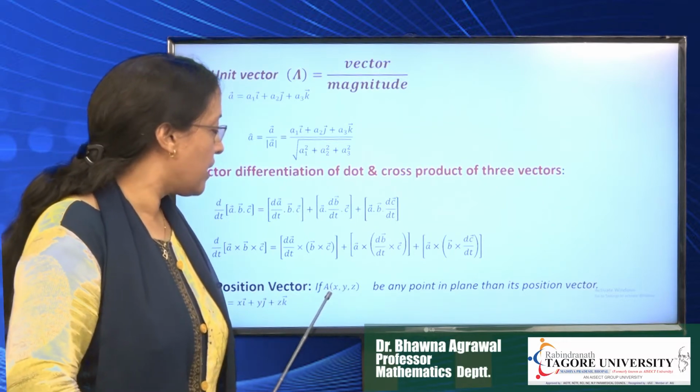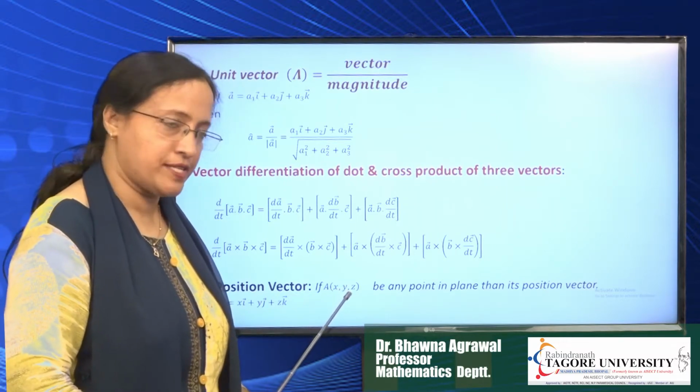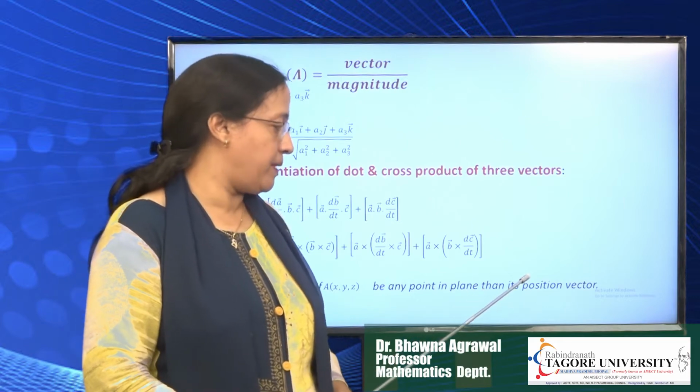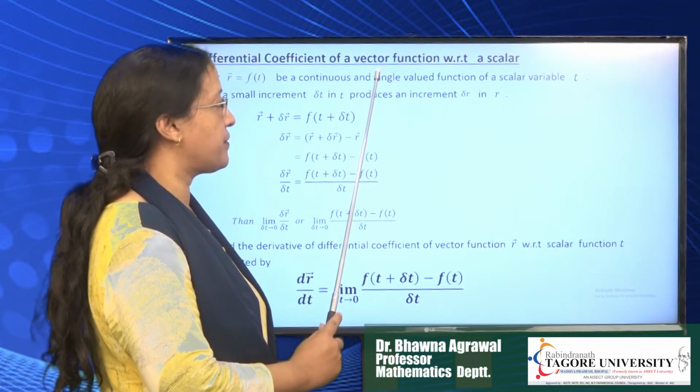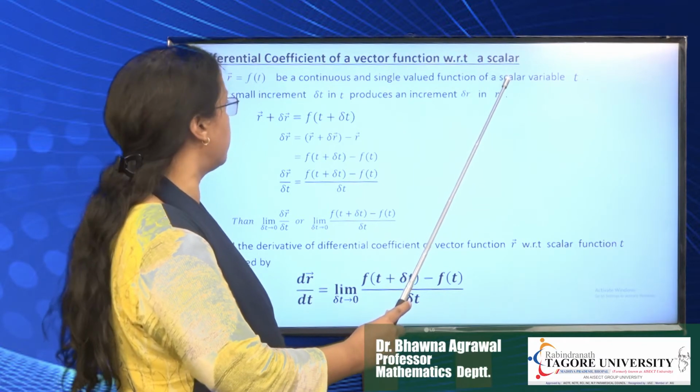Position vector. If A is a function of x, y, z, a point in a plane, then its position vector will be r vector equal to xi plus yj plus zk. Differential coefficient of a vector function with respect to a scalar.